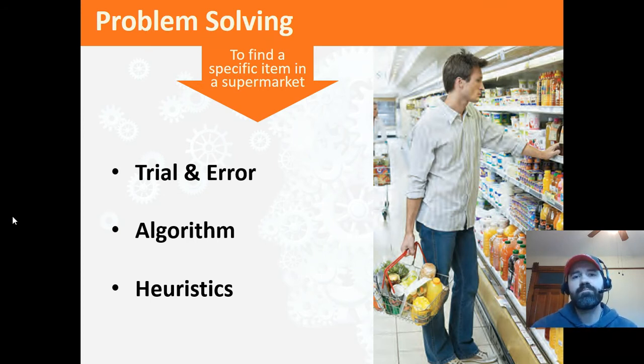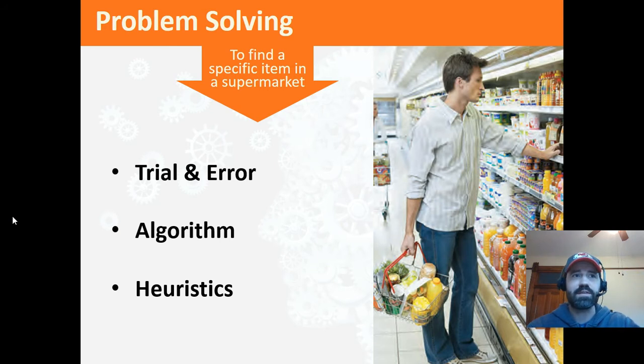Algorithms, on the other hand, is when we use a very set pattern for problem solving. And if you follow that set pattern, it will guarantee the right answer, assuming the right answer is there. And so in our grocery store example here, this man could go to the first aisle and look on the top shelf and look at every item on the top shelf. And if it's not there, he goes to the second shelf and the third shelf and the fourth shelf.